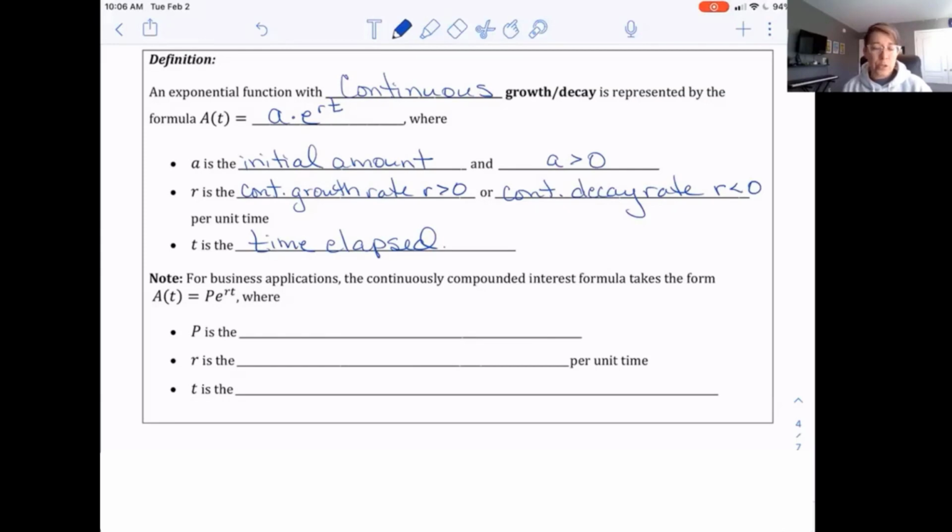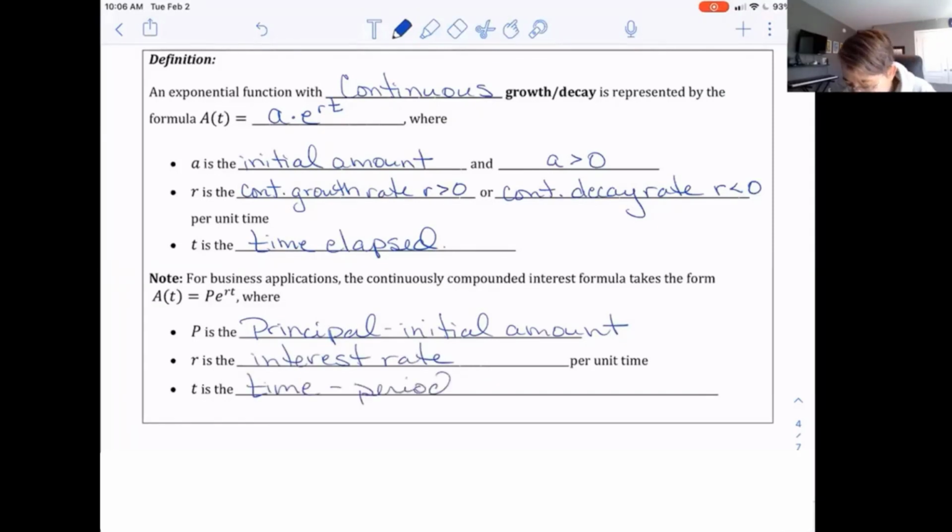So you may have heard of the PERT formula. P is still your principal or initial amount. R is the interest rate, generally per year. And T is the time or period of investment, how long you're leaving the money in the bank.